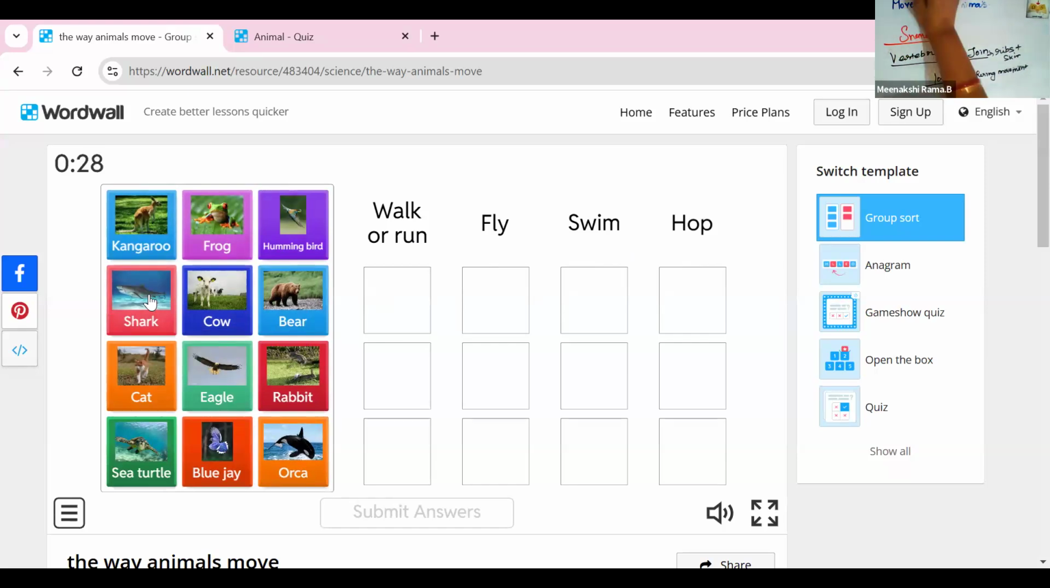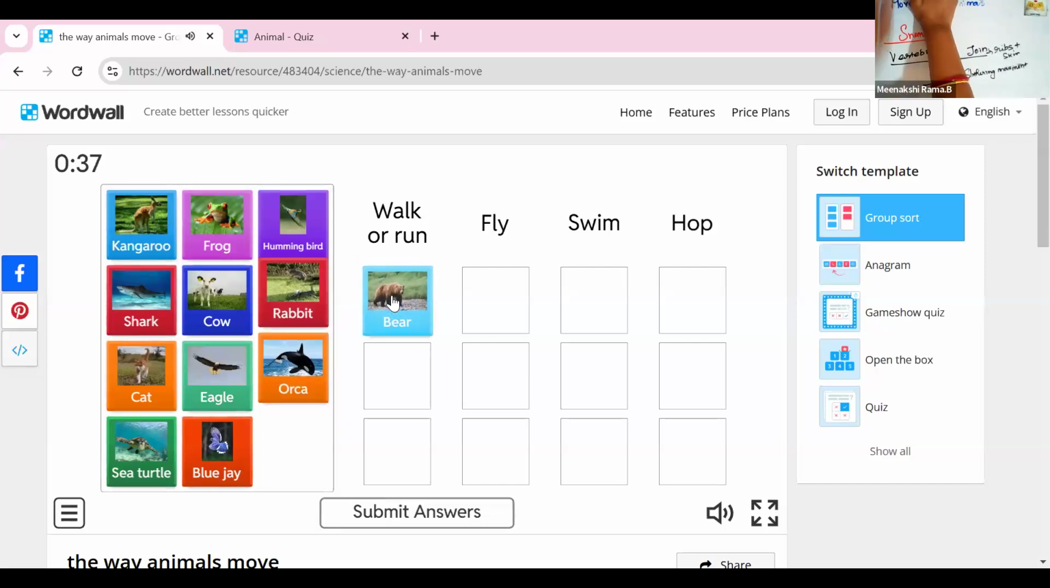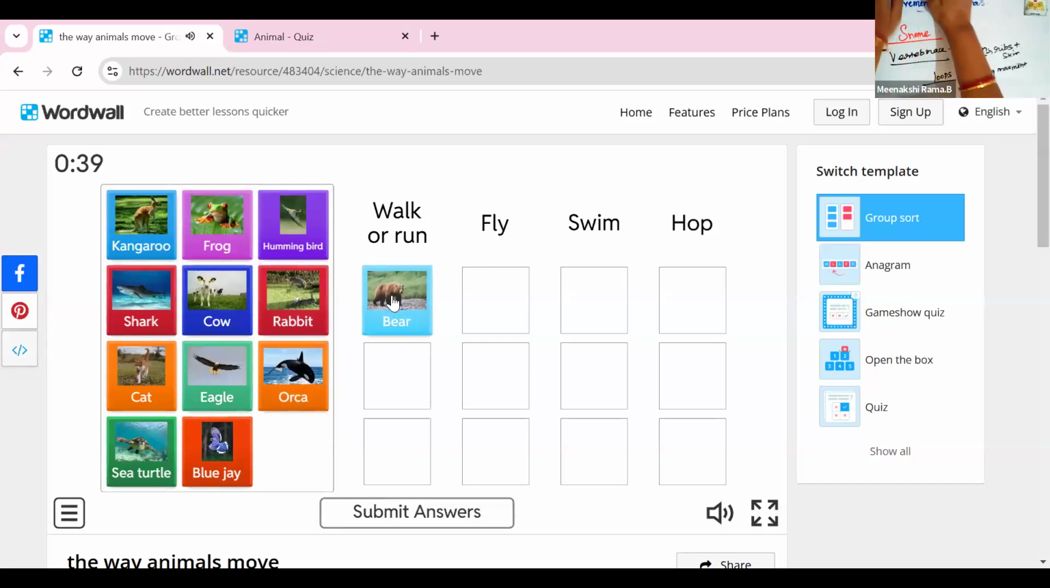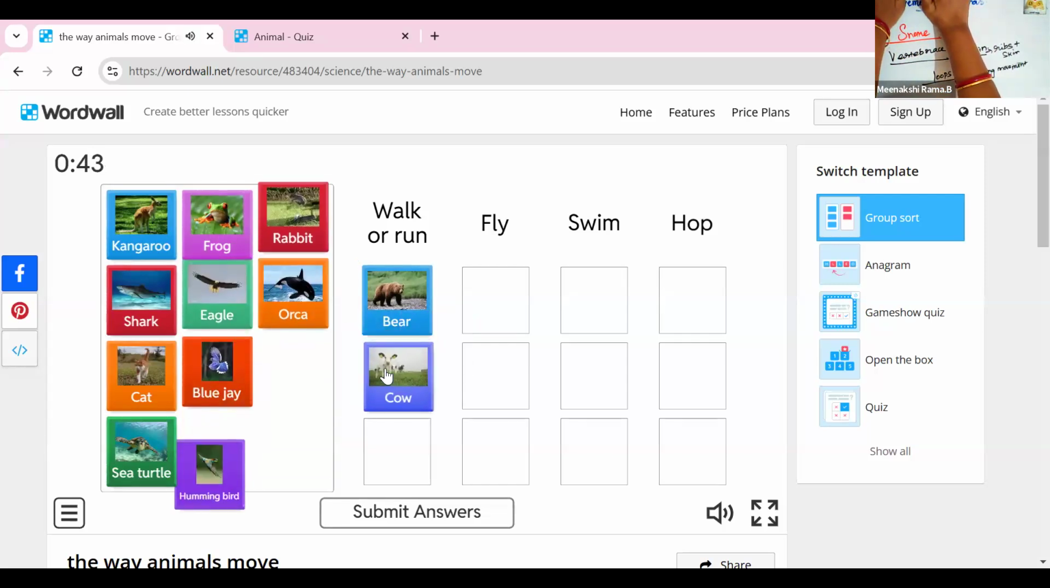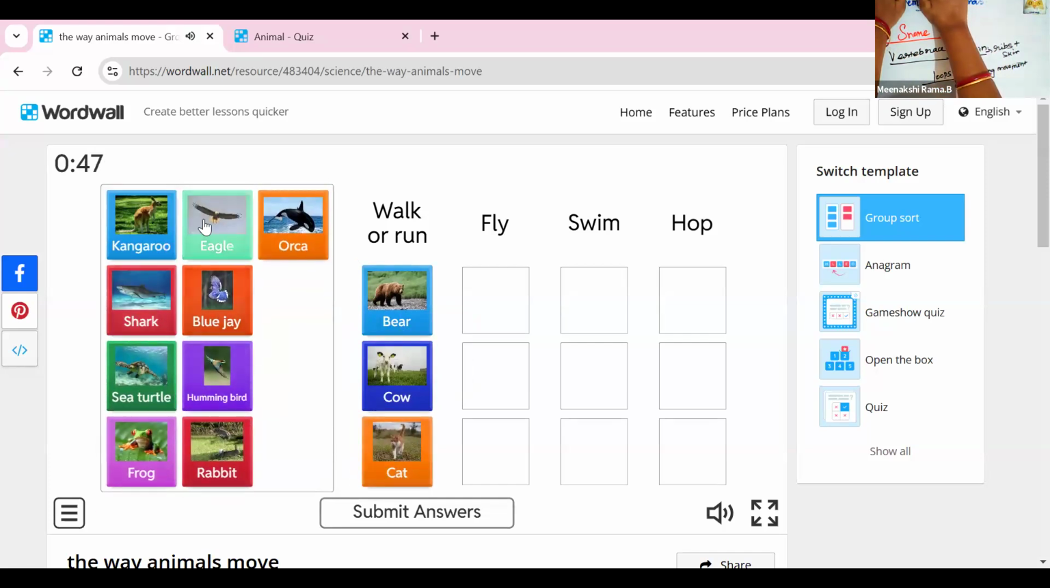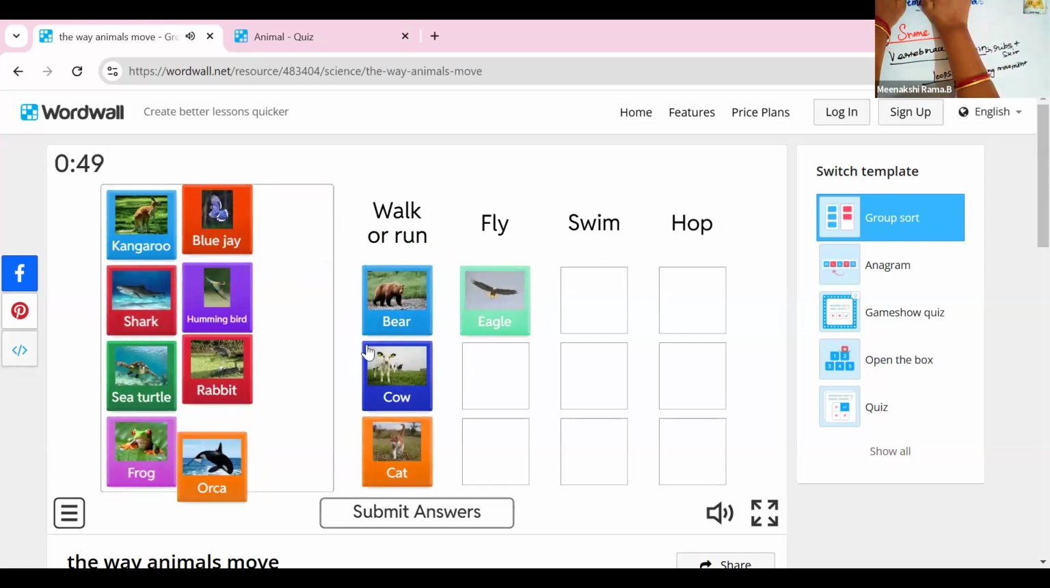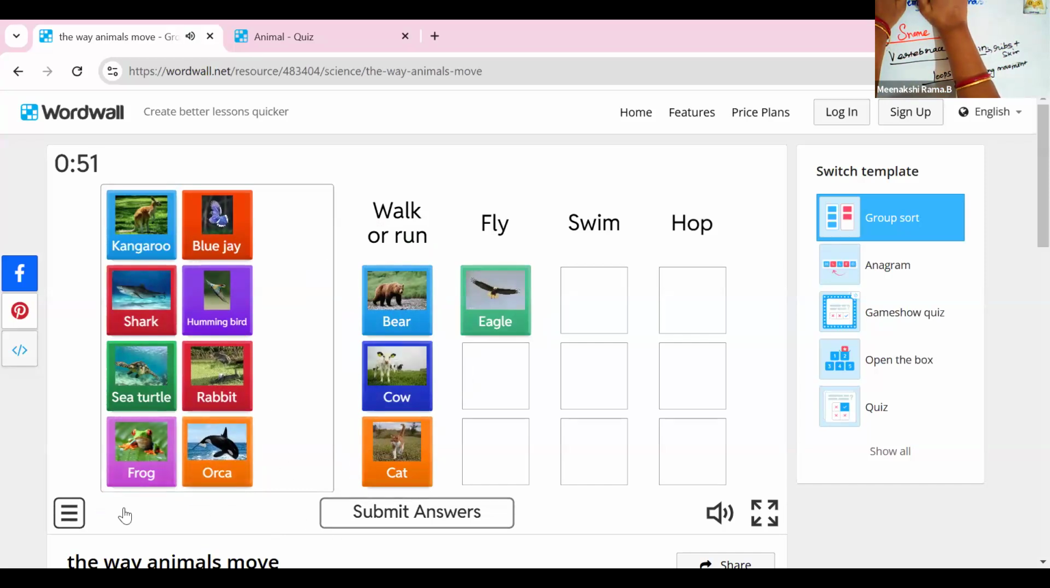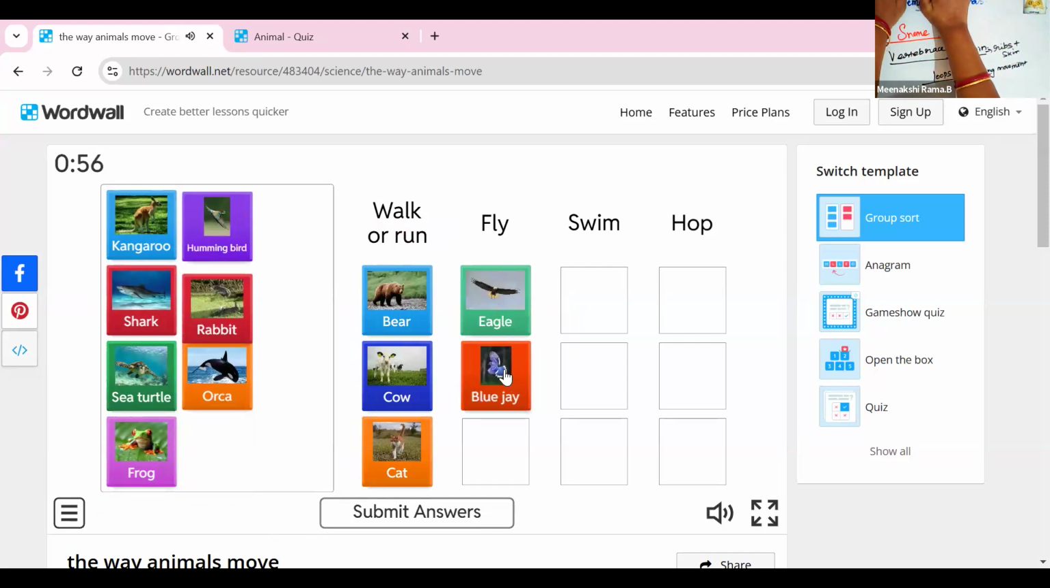Walk or run. First one, yes, that is a bear. Bear is always walking. And then the next one, cow. And next, cat. Okay, flying. Eagle. And then blue jay. And then hummingbird.